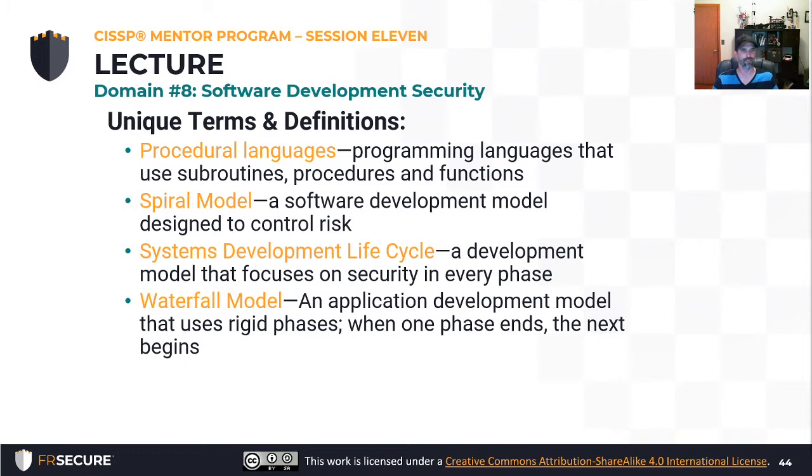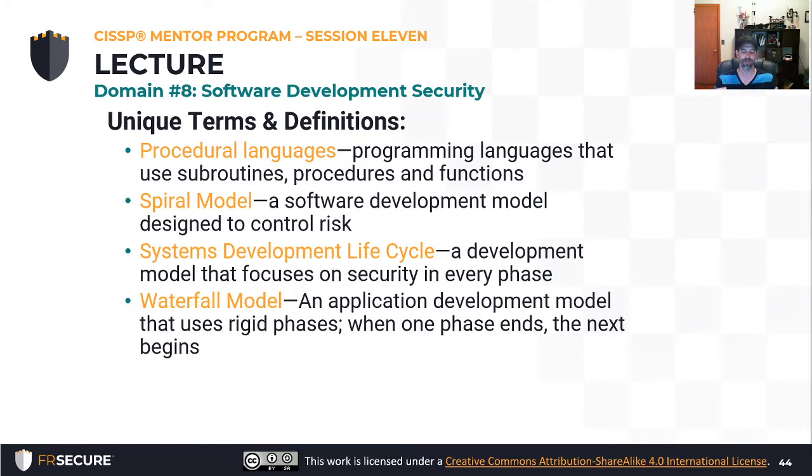So there are procedural languages. Those are going to use subroutines, procedures, and functions. These are just mechanisms within the programming itself that allow you to have different types of functionality, different types of processing, if you will. So just know, again, if it's orange, you need to know it, memorize it. Spiral model is a software development model that's designed to control risk. So it's a development model that inherently has risk control kind of built into it to try to limit that.